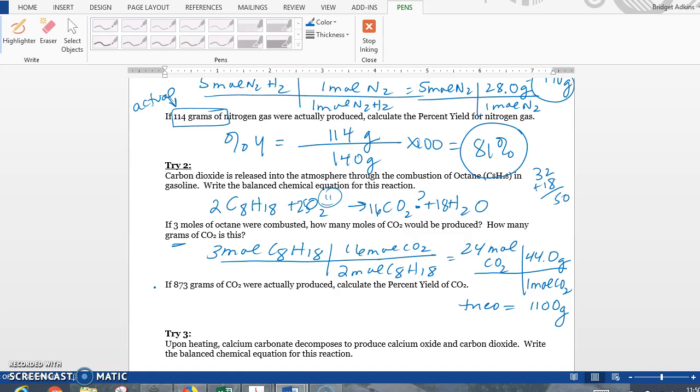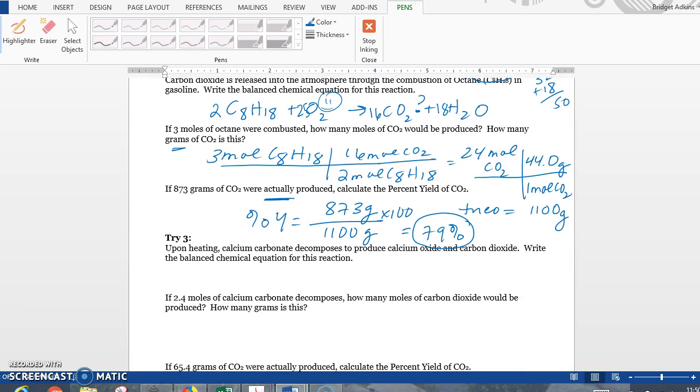We go on to read, it says, if 873 grams were actually produced, calculate percent yield. So the actual is 873, the theoretical is 1,100, and we're going to turn that into a percent. And divide that out, we get about 79% yield.